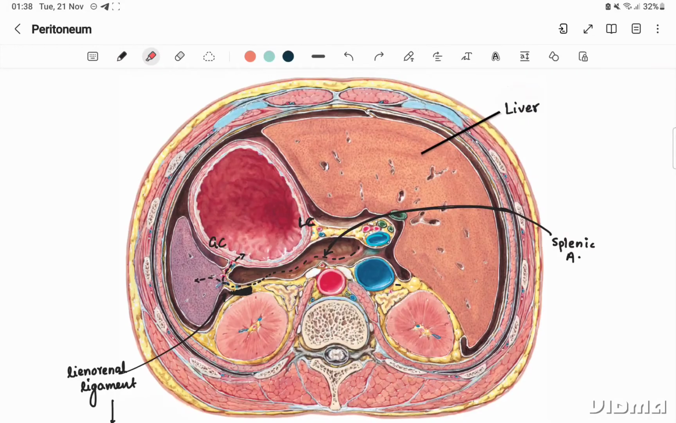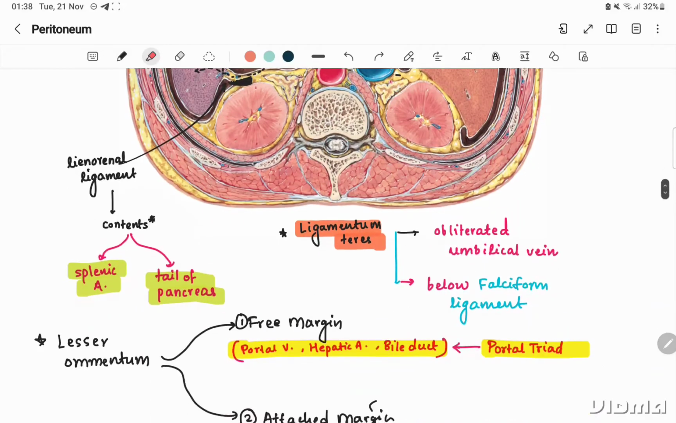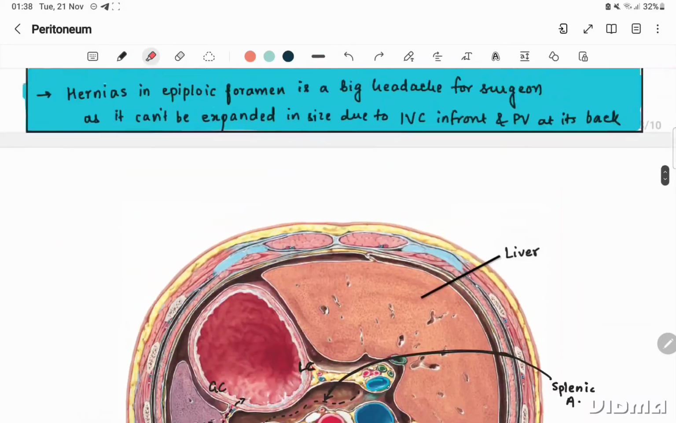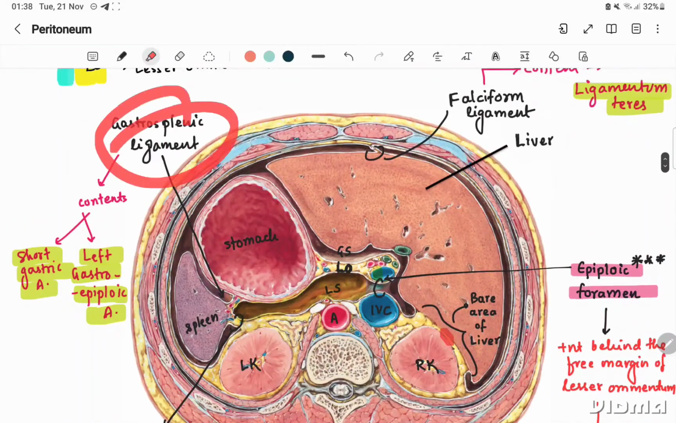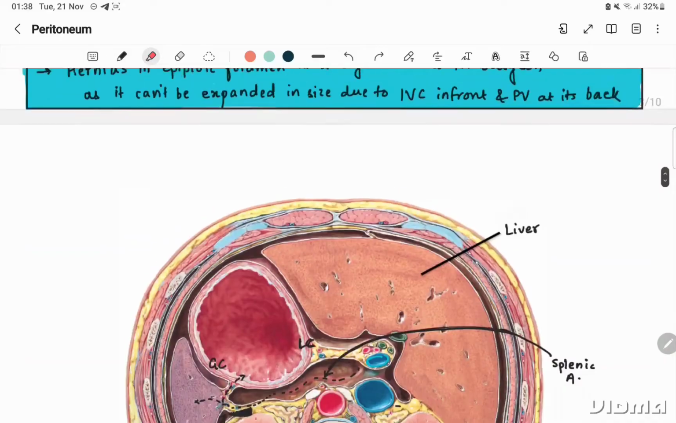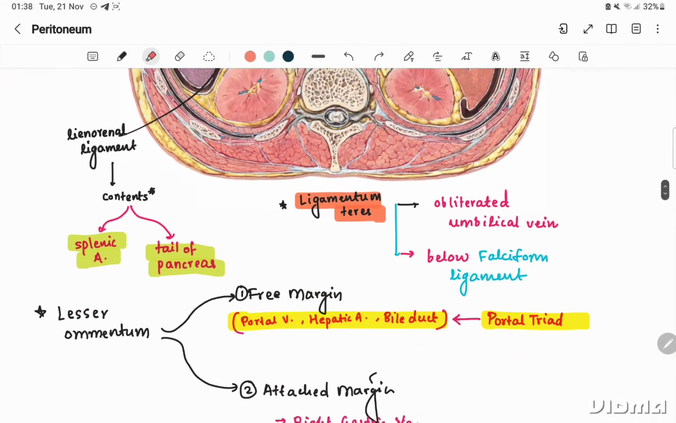Talking about the lienorenal ligament, this lienorenal ligament has contents: the splenic artery and the tail of the pancreas. The contents of the gastrosplenic ligament are the short gastric arteries and the gastroepiploic artery, and the contents of the lienorenal ligament are the splenic artery and the tail of the pancreas.